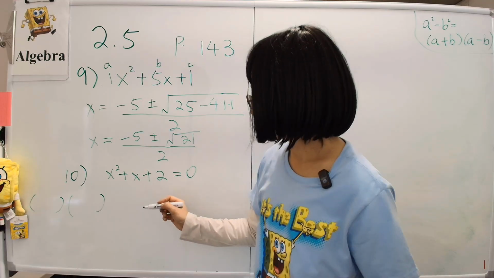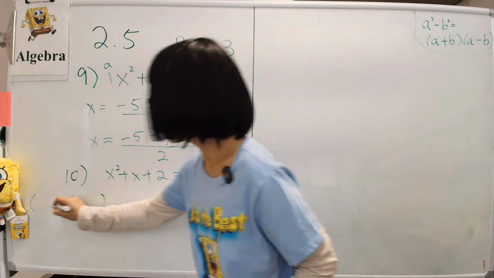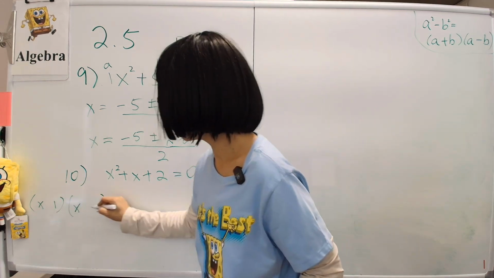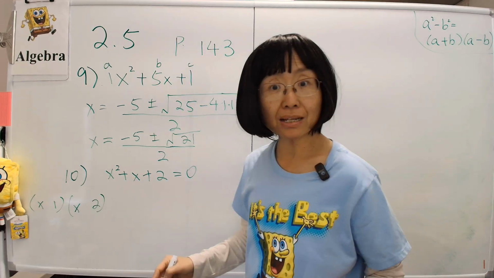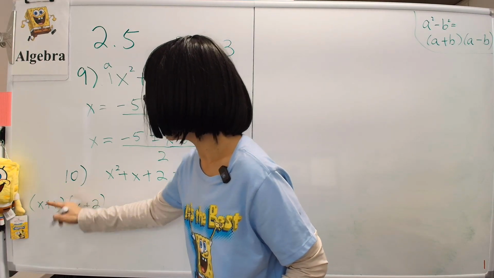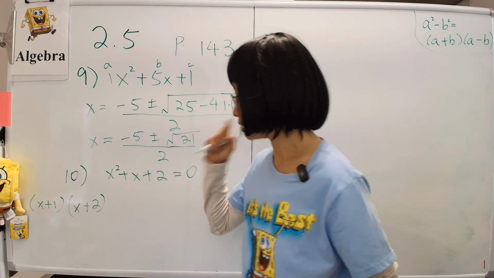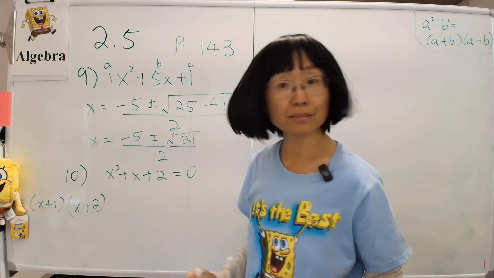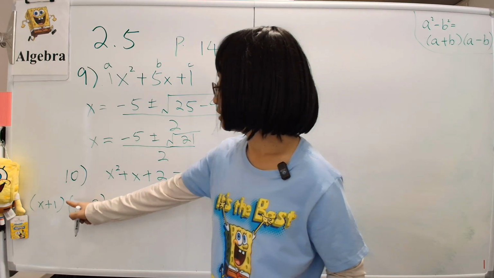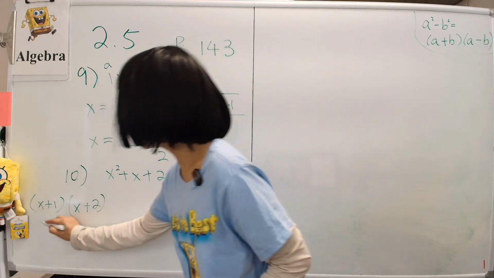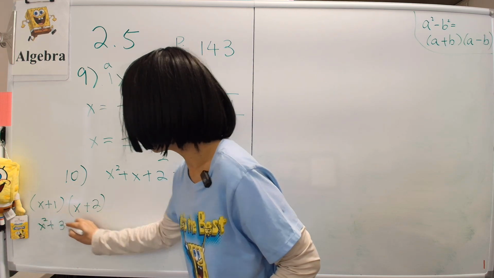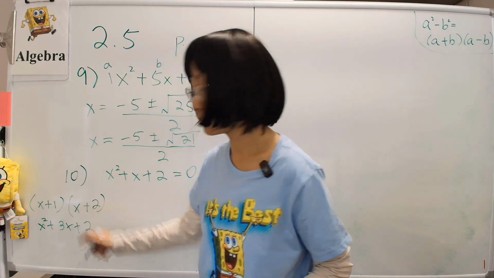Now x squared has to be x times x, right? And then 2 has to be 1 times 2. There's no other way. And everything's plus, so you can't stick a negative sign in there, because if you have a negative sign in either one, then this thing will end up being negative. So the only option ends up being x plus 1 times x plus 2, which gives x squared plus 3x plus 2. That's what this is going to be, okay?